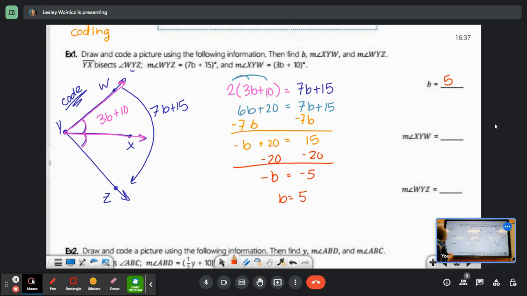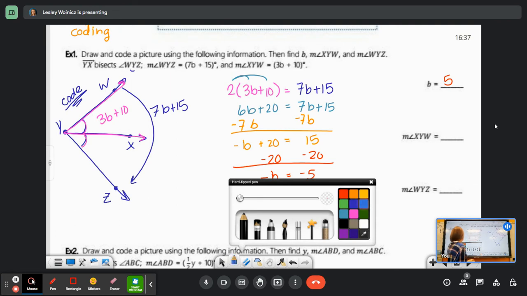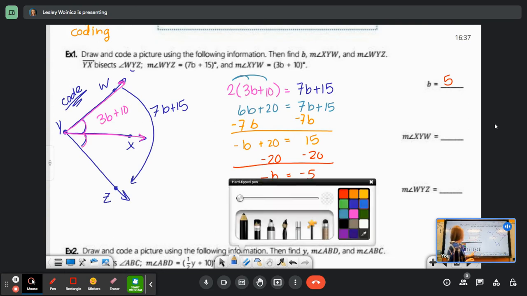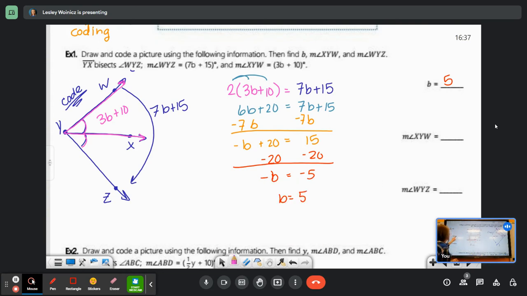Now I just have to plug 5 into the two expressions that they gave me, and I will have the measures of the angles. So the first one that they want me to plug into is the little baby pink one, XYW. Okay, XYW is the 3B plus 10. So I want 3 times 5, that was my B, plus 10. Well, 3 times 5 is 15 plus 10. I get 25 degrees.